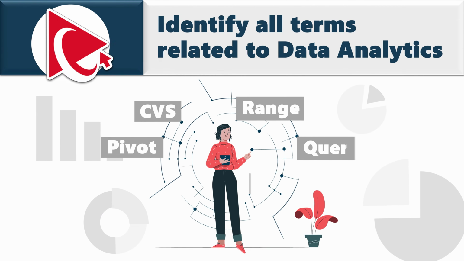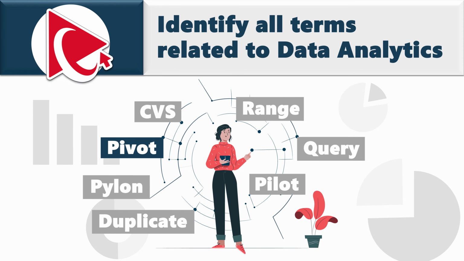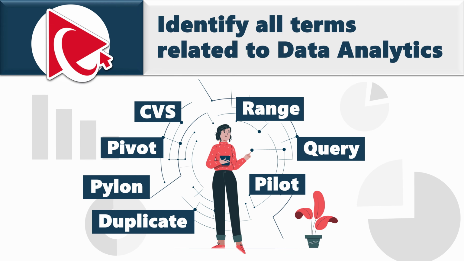You're presented with 7 terms, and you need to identify all terms related to data analytics. The terms are pivot, CVS, range, query, pilot, duplicate, and pylon. Feeling challenged? And that's okay.